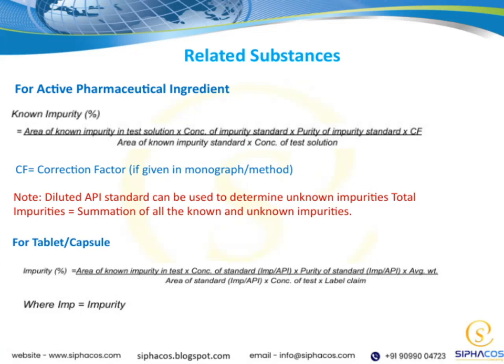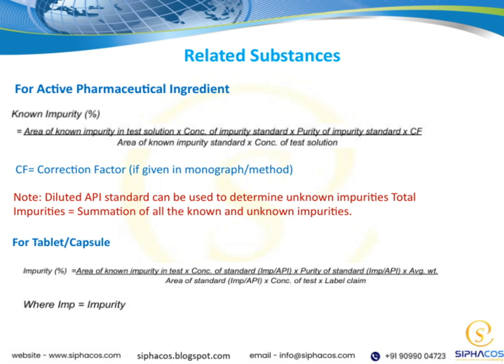Now, when it comes to tablets and capsules, it's important to remember that using the diluted API standard can be very helpful in identifying unknown impurities. Essentially, the total impurities are calculated by adding up all the known impurities plus any unknown ones we might find. This gives us a comprehensive picture of the impurity profile. Also, if a correction factor, or CF, is provided in the monograph or method, be sure to apply it. The CF adjusts for any differences in response factors, ensuring our impurity measurements are accurate.